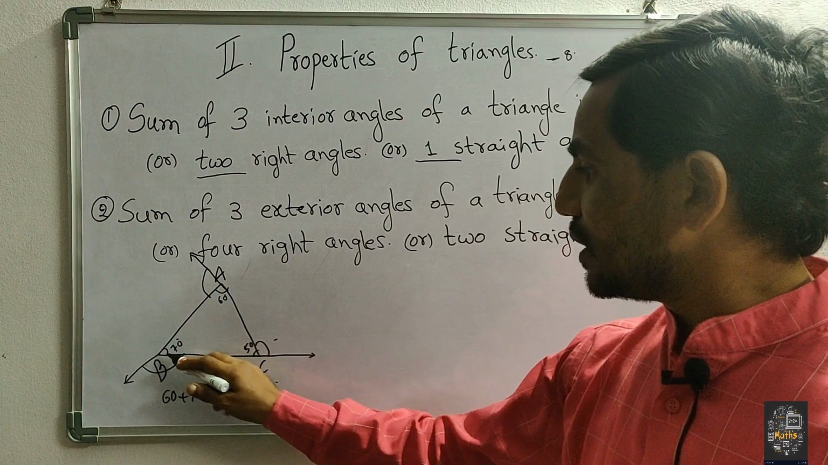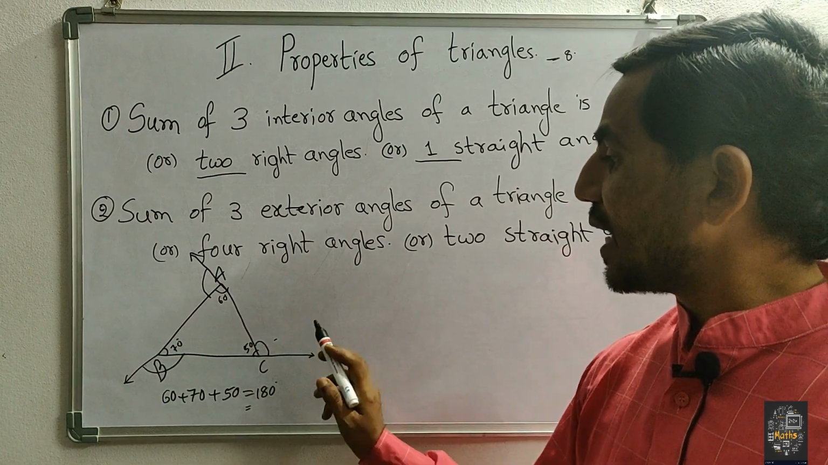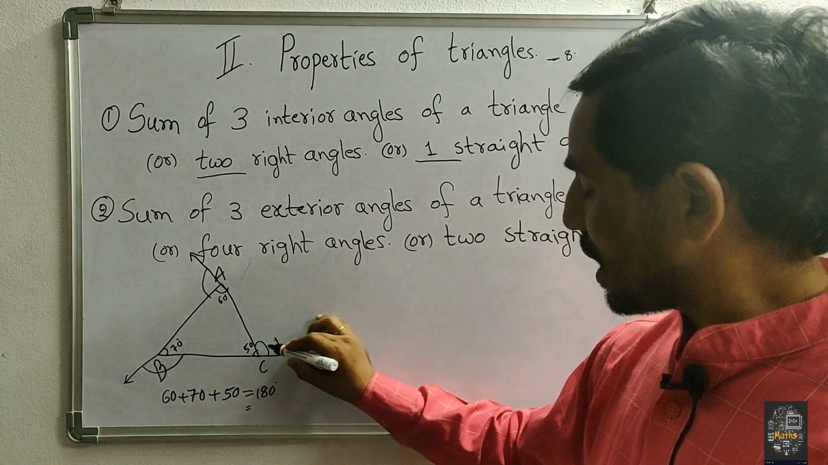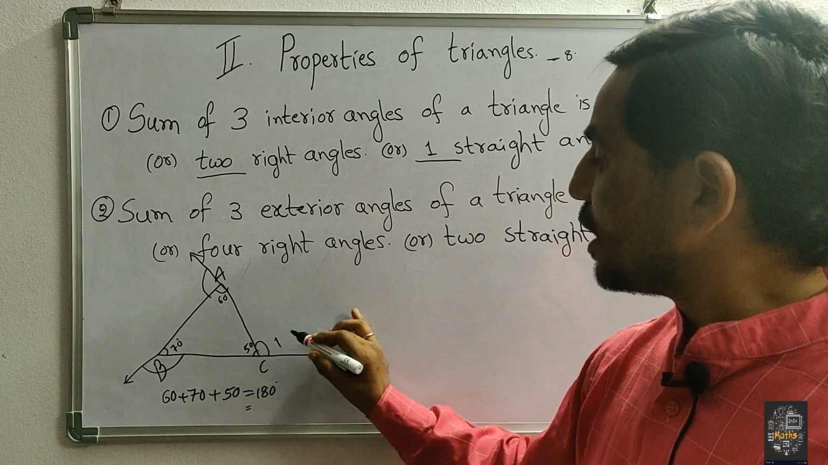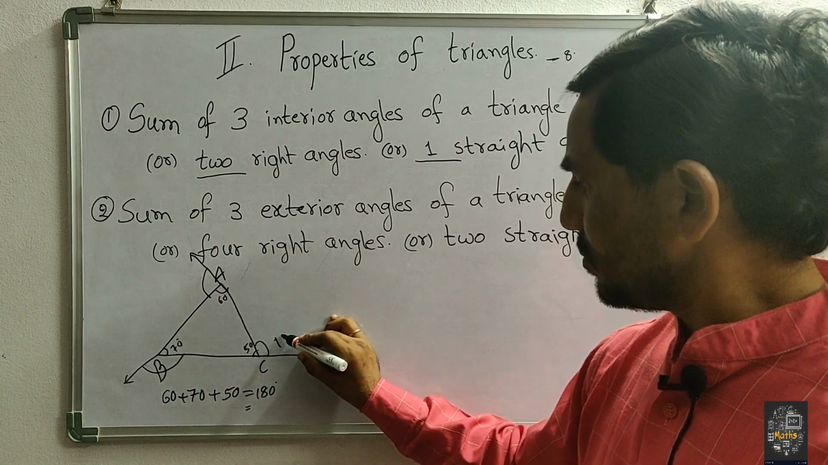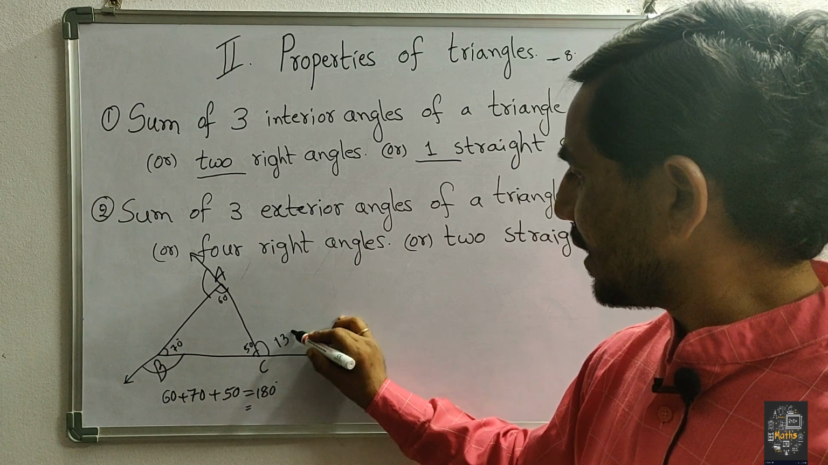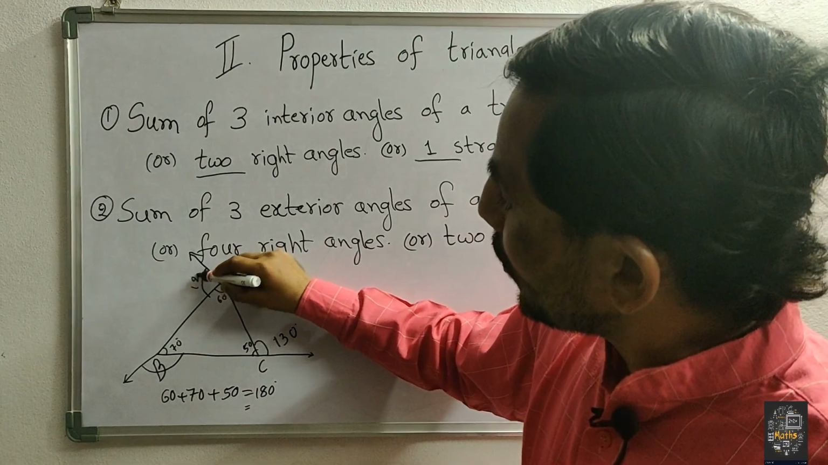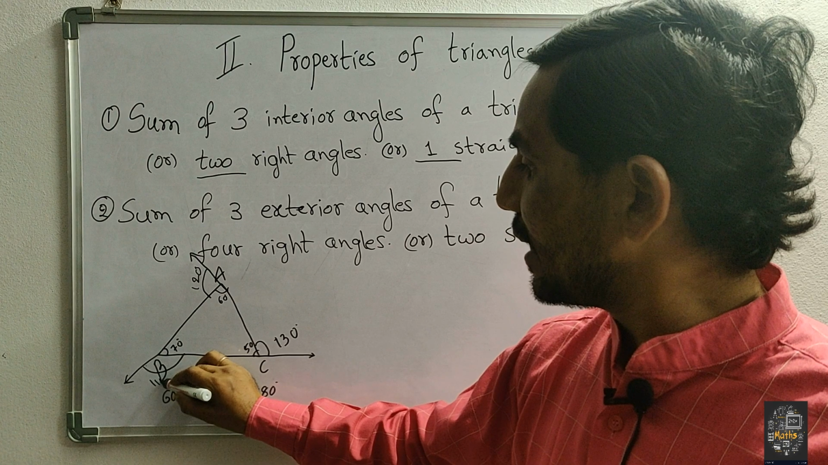For example, this is one straight line. Here 50 degrees, and the remaining angle is how much? The sum of these two angles is exactly 180 degrees. Here already 50 is there, so the remaining is 130 degrees. Here 60 is there, the remaining is 120 degrees. Here 70 is there, the remaining is 110 degrees.